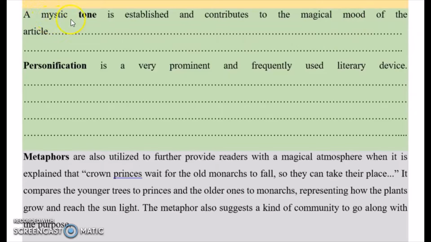By using a mystic tone, the writer is grabbing readers' attention, and when this kind of tone is used, you start believing that trees really communicate with each other. And the second thing is using personification. Personification means you are giving human traits, human qualities, to plants. And by using this personification figurative device, the writer is showing that the wise old mother means warn neighbors.